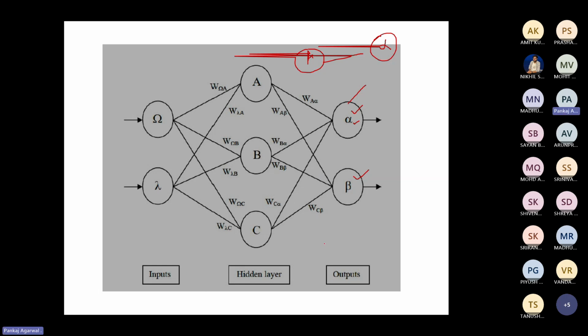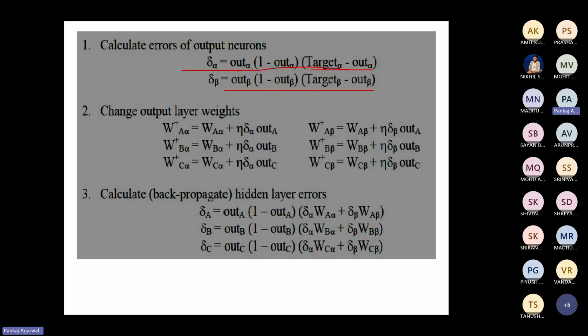Yeah. So actually, A to alpha. This is the arrow that I have to use, isn't it? A to alpha. In order to get the error at alpha, I would first calculate the output that I calculated at alpha. Output everyone knows. So how I use this output is very simple: output at alpha into 1 minus output at alpha. This is how I got the formula. How that formula came, I'll tell you.